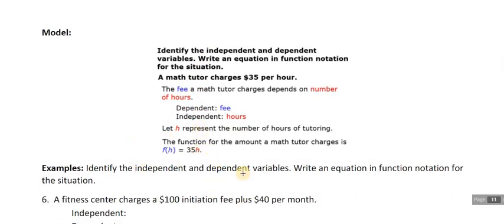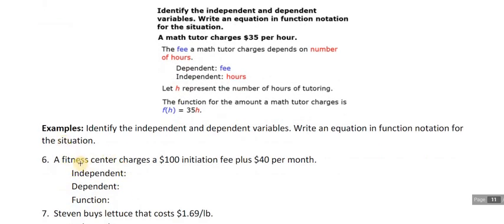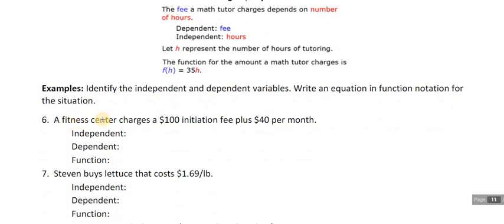Okay, so now we're going to start tying some numbers to these situations. So number 6 says that a fitness center charges a $100 initiation fee plus $40 per month. Okay, so we see that word per, and it's months. So it's almost easiest to write our expression that it's $40 per month, so we're going to multiply 40 times m, and then we're going to add our initial cost of $100. And what we get as a result is the total cost.